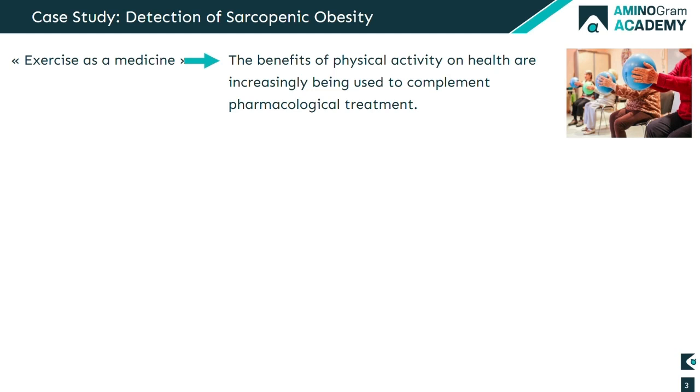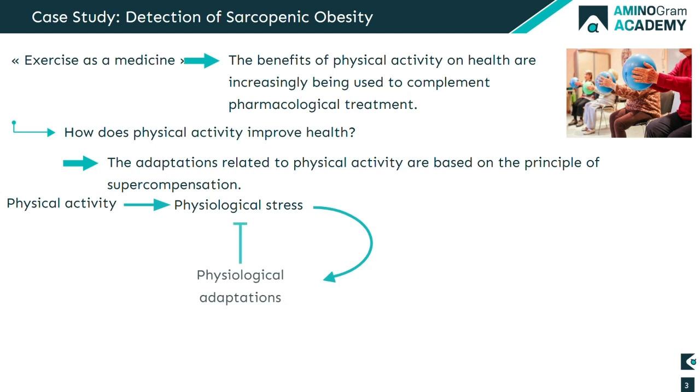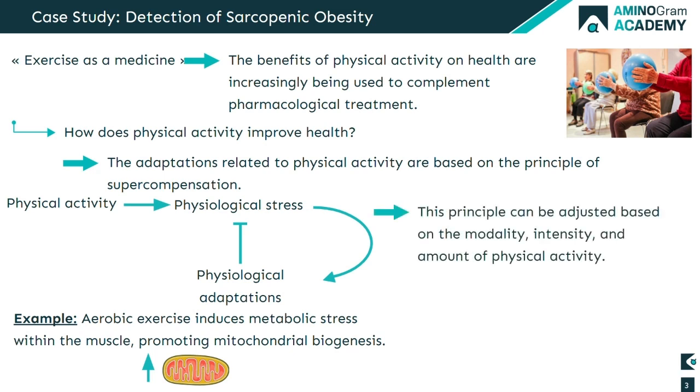And to understand how it can quickly improve health, it is important to understand that it is based on the principle of necessary overcompensation. That is to say, through physical activity, we induce a physiological stress to which the body will adapt physiologically in order to try to limit the effects of this stress. For example, aerobic physical activity, which includes all endurance activities like walking, low-intensity cycling, or even much more intense activities, will promote a metabolic stress that encourages mitochondrial genesis and thus increases the number of mitochondria within your muscles and throughout the body.